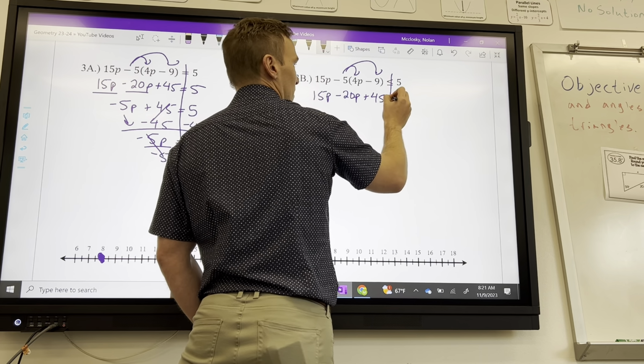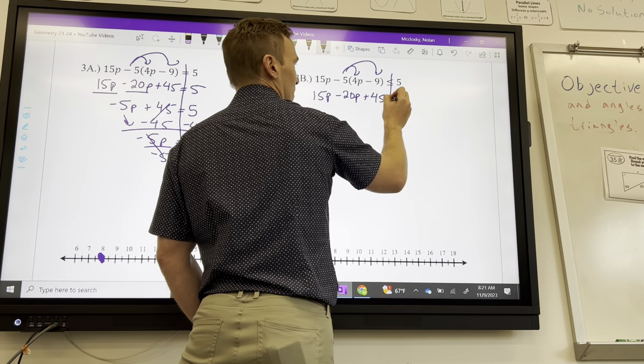Less than or equal to 5. Then you minus 45 to both sides. That cancels. The negative 5p drops. Less than or equal to 5 minus 45, which is negative 40. And then you divide both sides by negative 5.